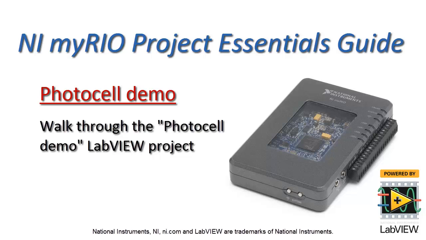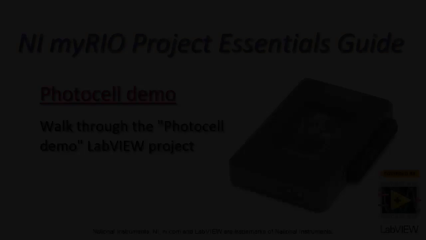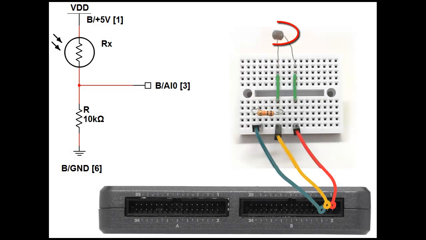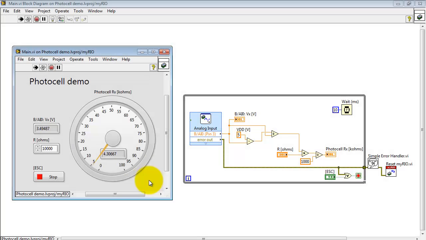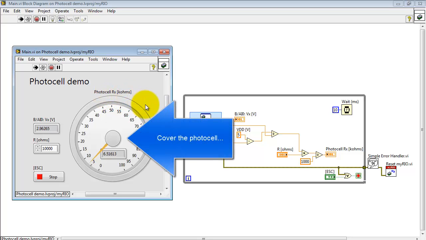All right, let's take a look at the Photocell Demo LabVIEW project. Here I have my photocell attached to the analog input number 0 on connector B. I'm running the VI right now, and it's displaying the photocell resistance.